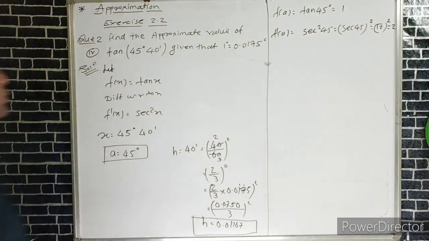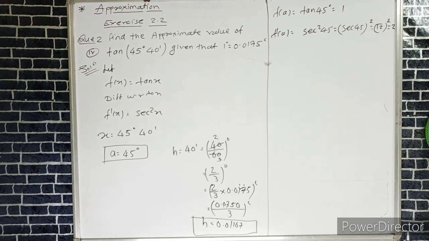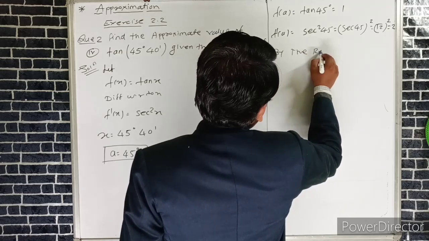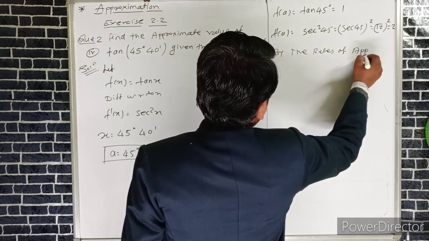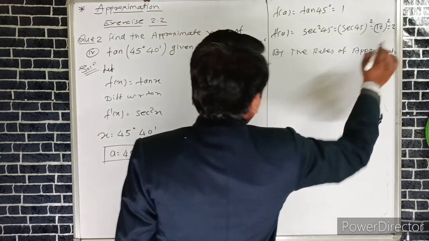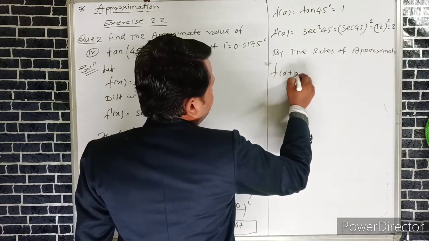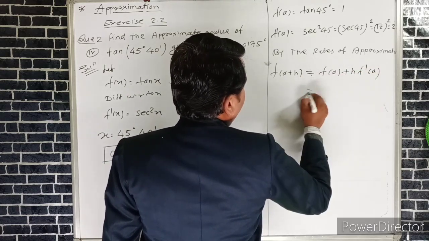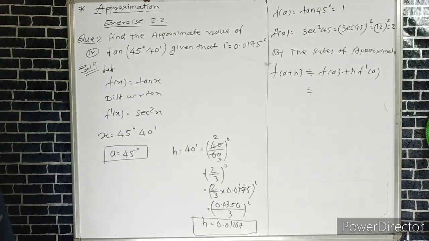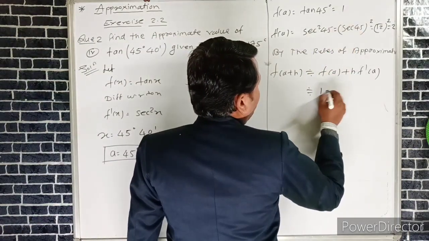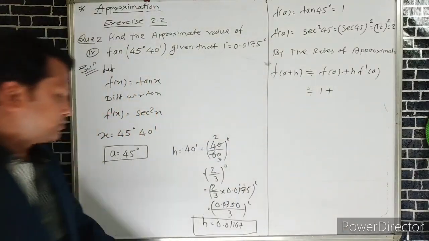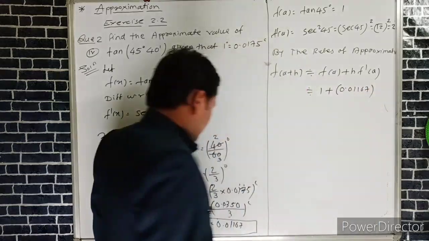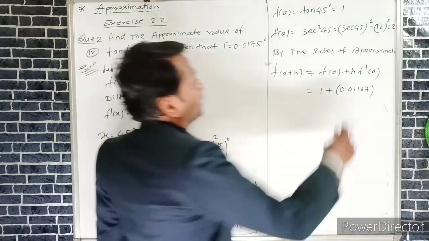So f of a is equal to 1 and f dash of a is equal to 2. By the rules of approximation, we can write f of a plus h is approximately f of a plus h into f dash of a. We know that the value of f of a is 1, plus the value of h, which is a very small increment, 0.01167, into f dash of a, which is 2.